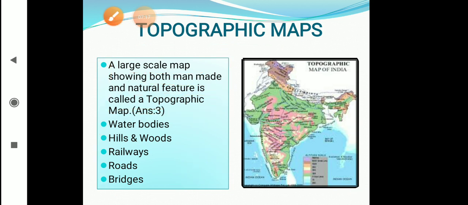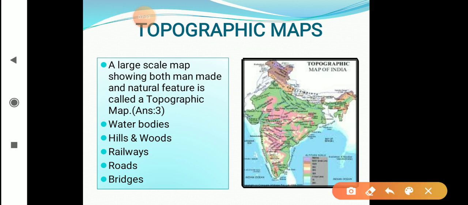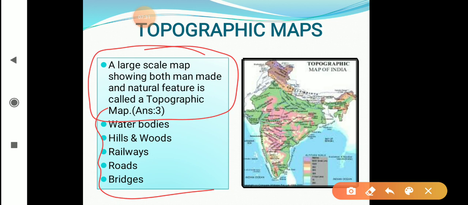Hope you understand topographic maps. What is a topographic map? A large scale map showing both man-made and natural features is called a topographic map. Such maps show not only the water bodies, hills and woods, but also the roads, railway stations, bridges, etc. In India, topographic maps are prepared by the Survey of India. These maps are drawn using any of certain chosen scales.